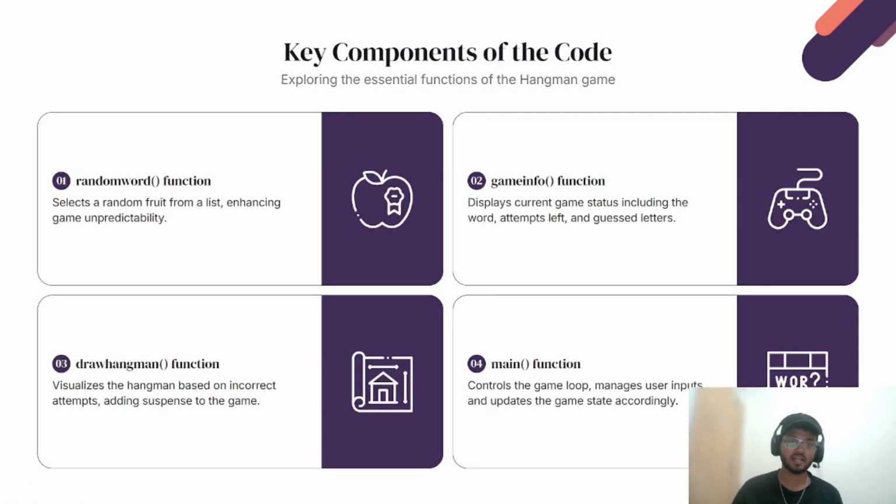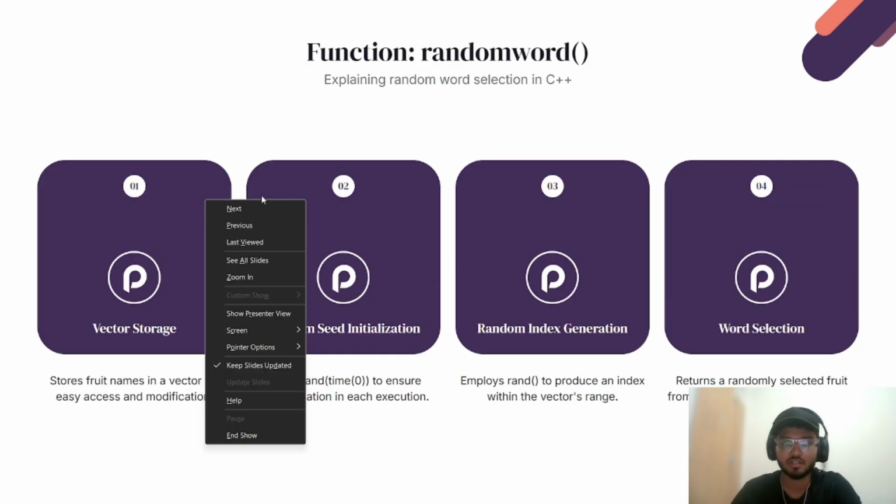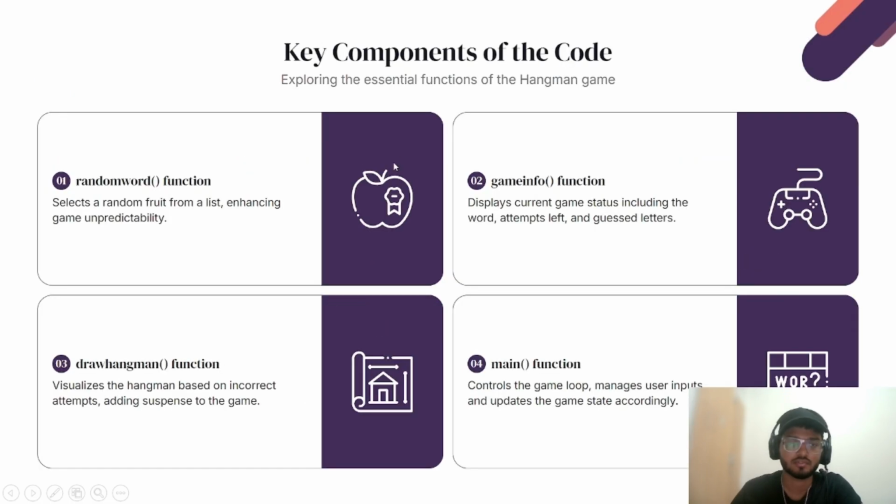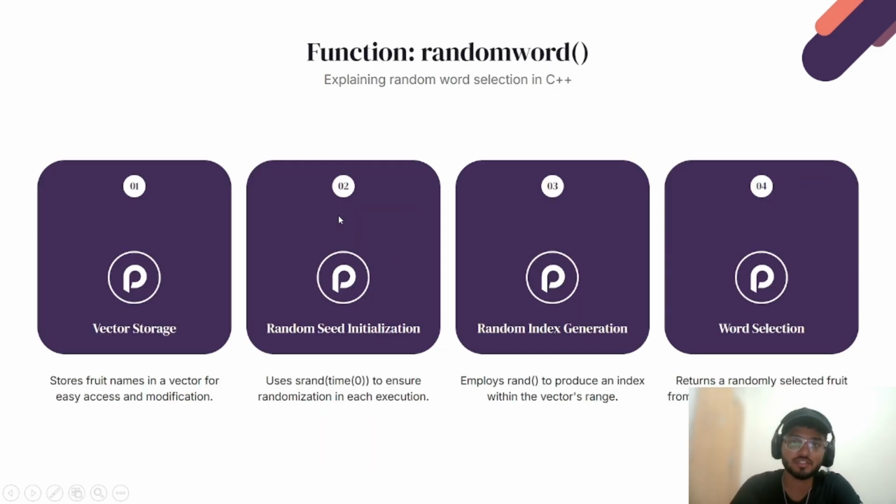Key components of the code. As I have said, there are basically four major components in this code. The first three are the functions that I have created, and then there is a main function. The first is random word, which is the function through which I select a random word from the list that I have created. Then there is game info, through which I display the info of the game, and then there is draw hangman, which visually represents the hangman based on incorrect guesses, and then there is the main function.